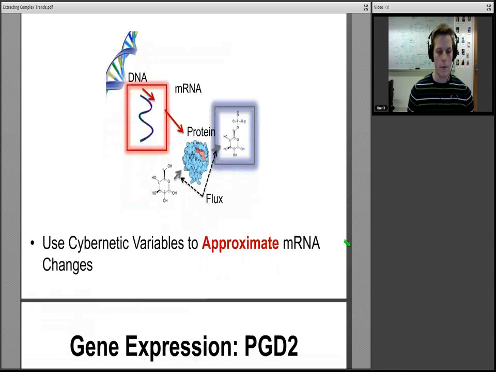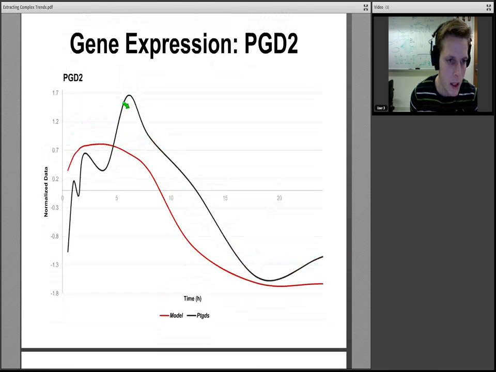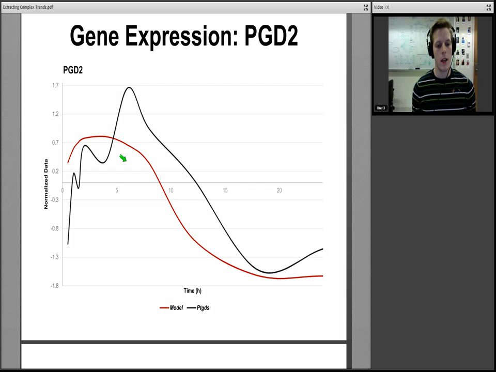So one prediction we made was for the prostaglandin D2 synthase, which is here in black. The prediction is in red, and what you can see is that both the prediction by the model and the prostaglandin D synthase go up, and they peak around 5 to 7 hours, and then they go down, reaching some minimal value around 20 hours into the experiment.